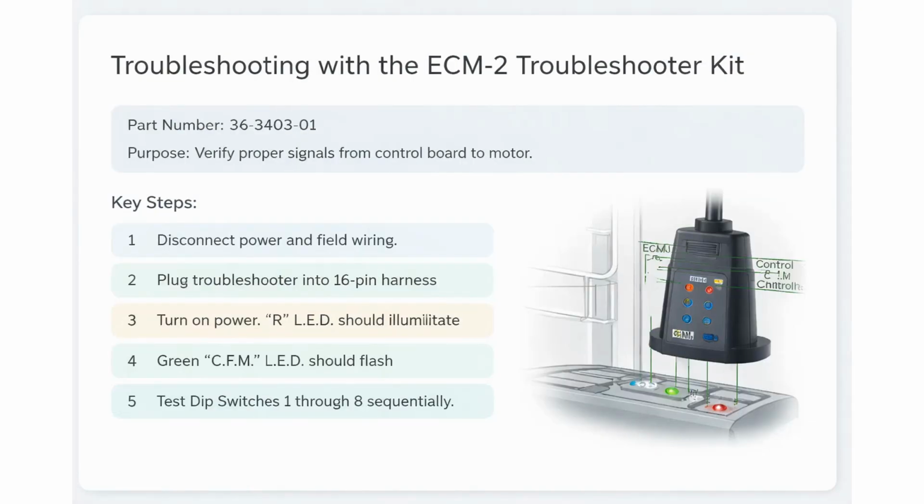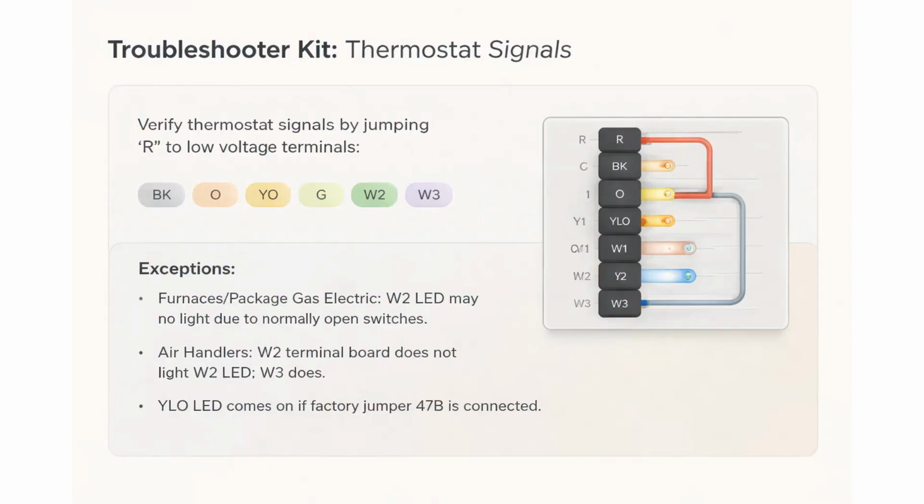To make this process much easier, you can use the ECM2 Troubleshooter Kit. This diagnostic board plugs directly into the 16-wire harness to visually verify the signals being sent to the motor. After disconnecting power and field wiring, you plug it in and power the unit back on. The red R LED should light up immediately, confirming 24-volt power, and the green CFM LED should flash. You can then toggle dip switches 1 through 8 one at a time, verifying that the corresponding LEDs light up in sequence. The Troubleshooter Kit also allows you to simulate thermostat calls. By jumping the R terminal to the various low-voltage terminals like G, Y, or W1, you should see the corresponding LEDs light up on the test board.